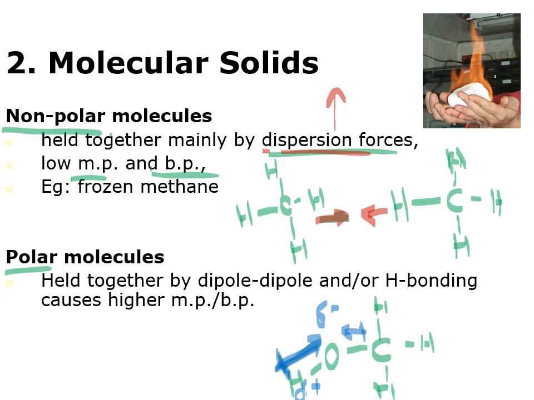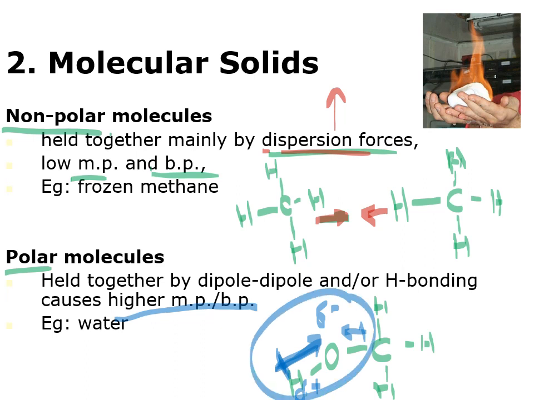So if it came near another molecule like it, it would be attracted to that molecule. Water is a classic example of this. It has a specific type of polarity that is so strong called hydrogen bonding, and therefore the boiling point and melting point is going to be much, much higher in these guys, because they're not just relying on those London dispersion forces, but they have this polarity to them, which is going to be very attracted to other molecules.